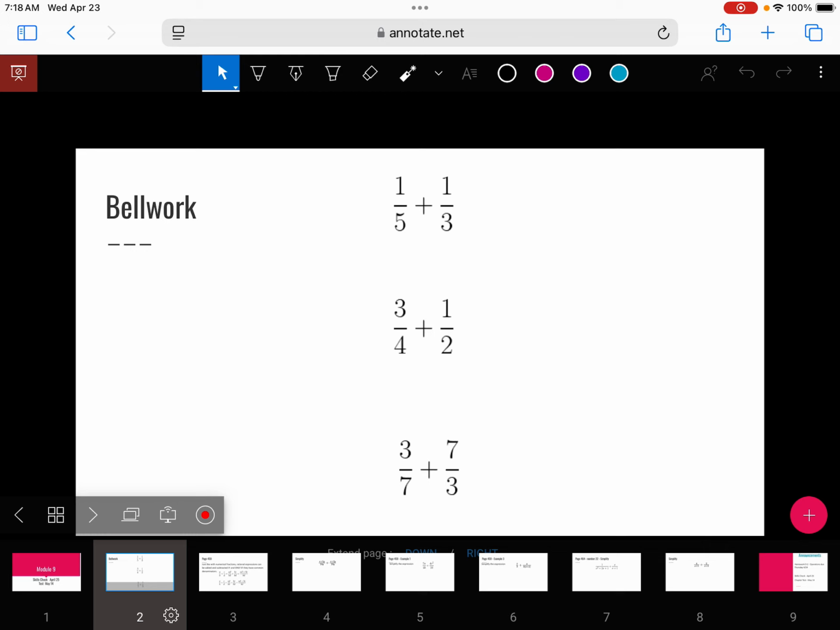How do we do this? What do we need to do? I'm trying to add some fractions together.